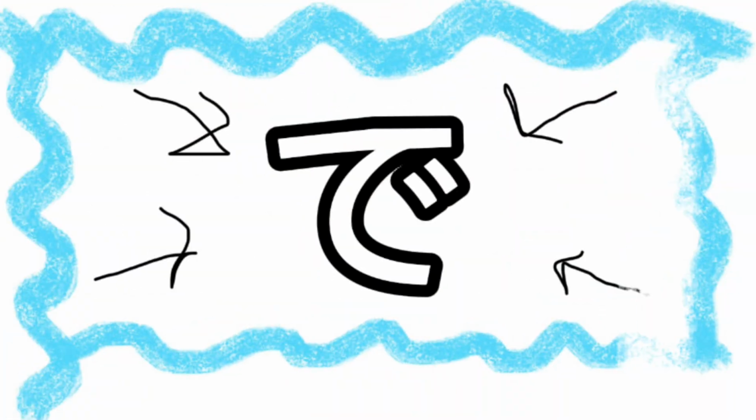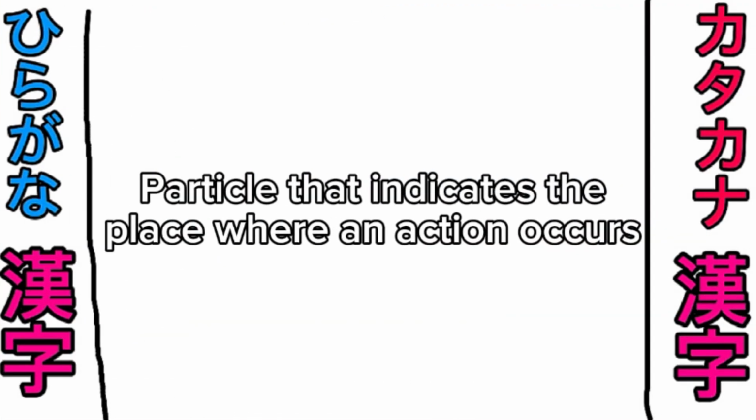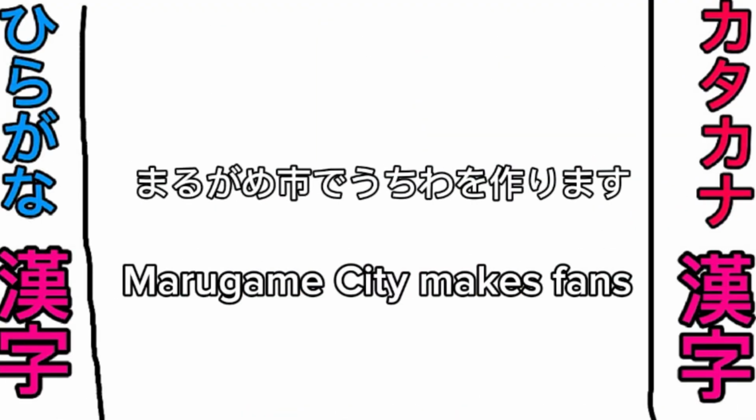Now for our third particle, de. De isn't actually that hard of a particle. It's pretty easy to understand the uses of once you basically understand the definition, right? The particle de indicates the place where an action will occur, right? So not when an action happens, but where an action will occur. And I have a sample sentence for you all. So let's get into that.